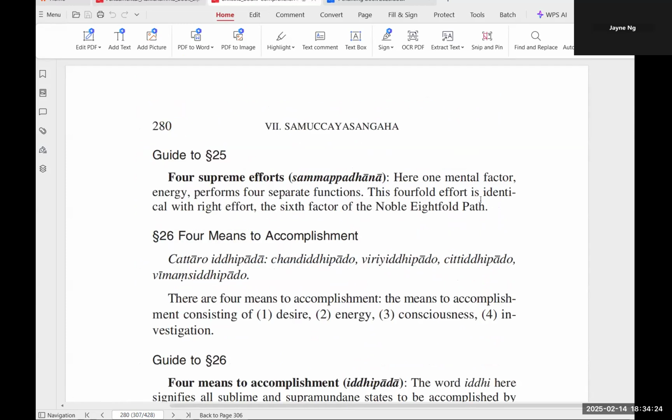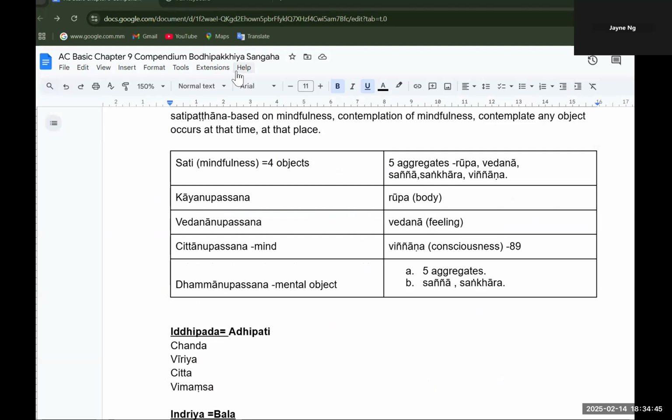Actually, this Sammappadhana is just energy, viriya. So in the ultimate sense, paramattha, it is just viriya. It has four functions, all right? So it's the same as right effort, the sixth factor of the Noble Eightfold Path. Okay. Let's go back to the last one.